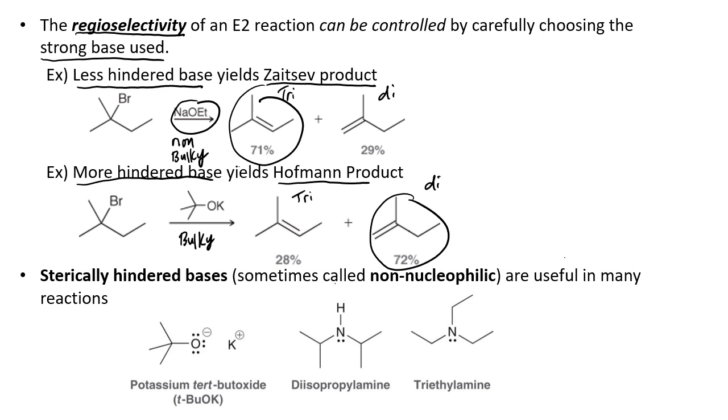Some other examples of sterically hindered or bulky bases. These are also called non-nucleophilic bases because they cannot act as nucleophiles. They're too sterically hindered. We already mentioned the potassium tert-butoxide, but some very common bases that we use in the organic lab are the amines, like diisopropylamine or triethylamine.